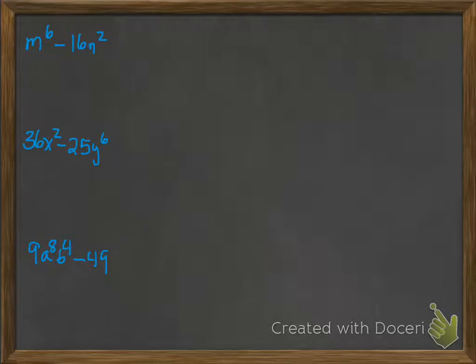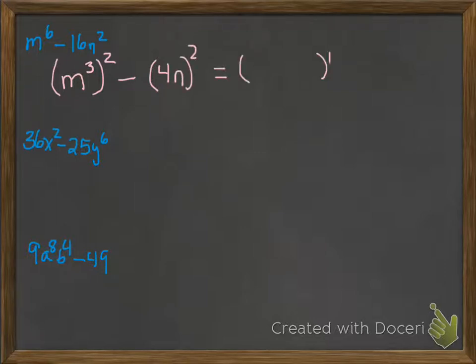Okay, so we have a few more. m to the 6, is that a way that that's squared? Well, remember, power to a power we multiply. So is something multiplied by 2 to get 6? Well, that would be 3. Minus 4n squared. So I can have m cubed plus 4n and m cubed minus 4n.